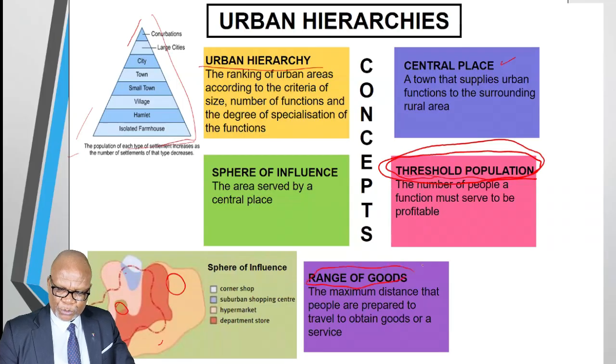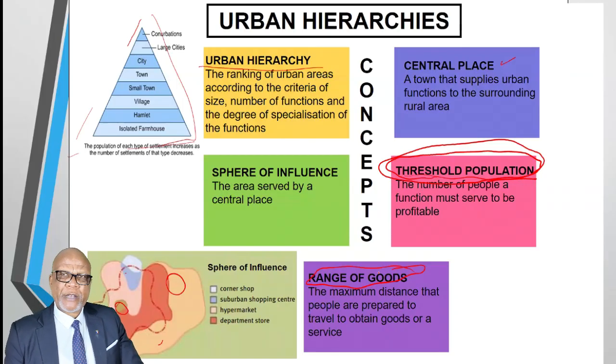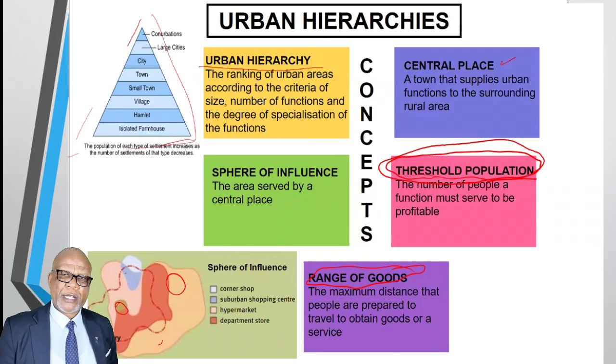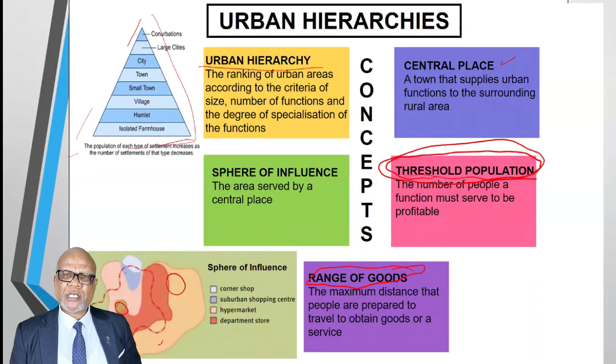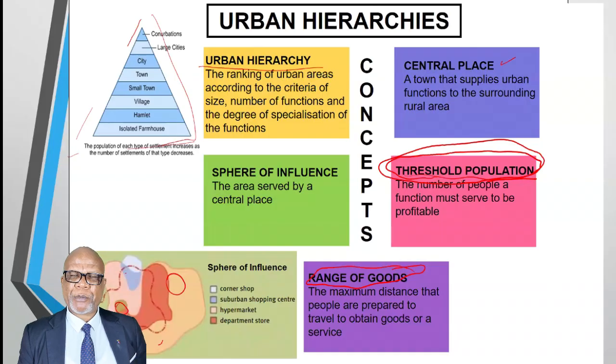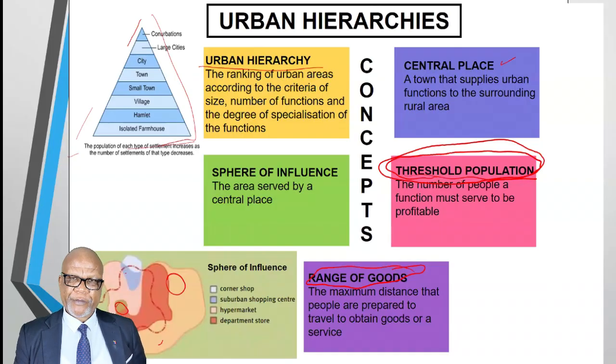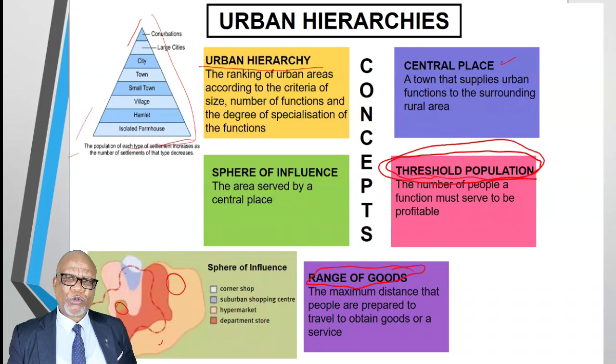And now, if you are in a place and you want to go somewhere else to buy goods, the distance that you are going to travel is called a range. A range refers to the maximum distance a customer is prepared to travel for goods or services. What is going to determine the range? You're going to consider, am I going for high order goods or low order goods?